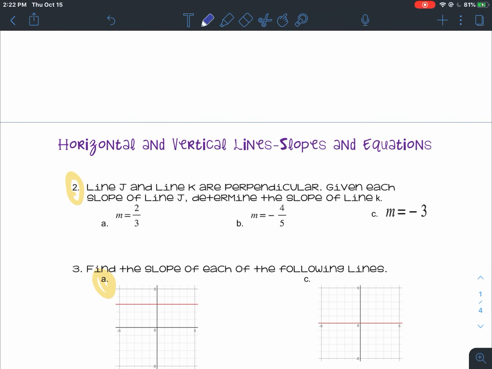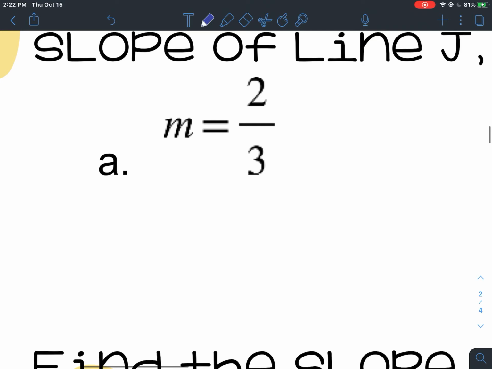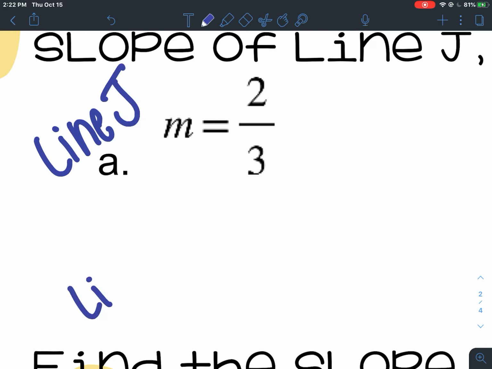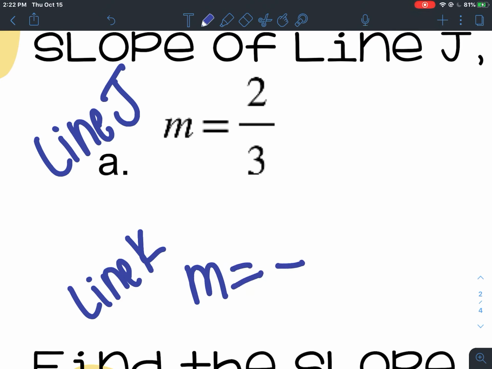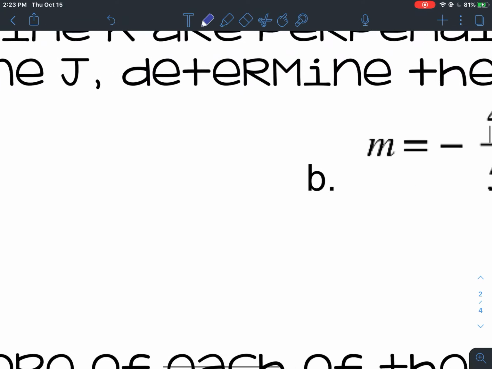Okay, the line J and the line K are perpendicular. Given each slope of the line J, determine the slope of line K. So if the slope of line J is 2/3, what will the slope of line K be if they're perpendicular? So this is line J and line K. The slope will be the opposite. This one's positive, so line K will be negative, opposite sign, and the fraction will flip. So instead of 2/3, we have 3 over 2.